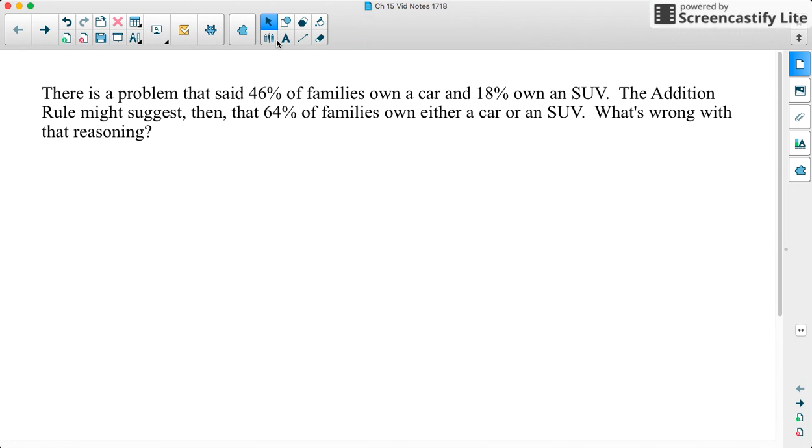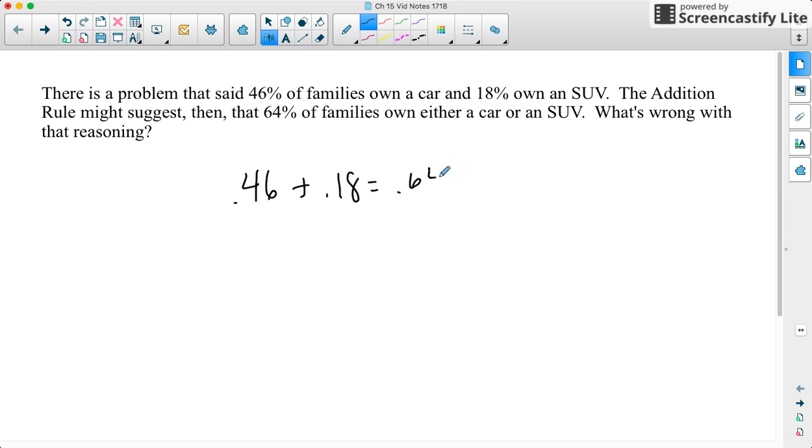It says there's a problem that you did in homework for chapter 14 that said 46% of families own a car and 18% own an SUV. The addition rule might suggest then that 64% of families own either a car or an SUV. What's wrong with this reasoning? The way they got that 64 was simply 0.46 plus 0.18 is 0.64. They're just using the addition rule where the probability of A or B equals the probability of A plus the probability of B. So the question is, what's wrong with that reasoning?